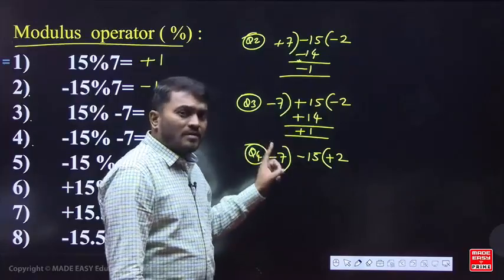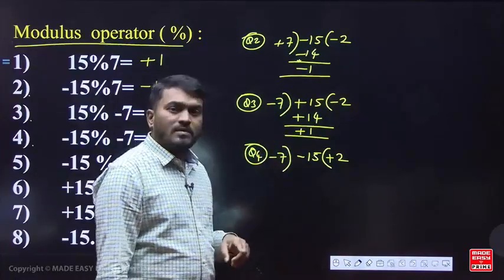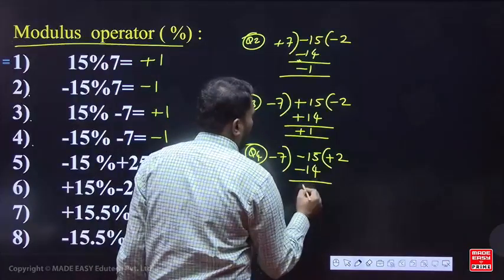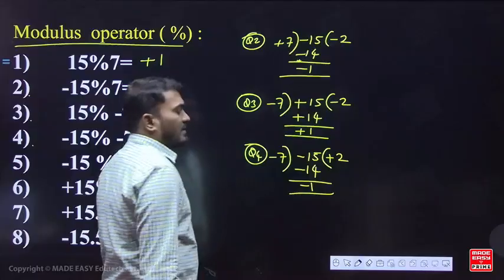Minus into plus is what? Minus. And 7 times 2 is what? 14. So this is what here? -14. So when you subtract, the answer will be what? -1.